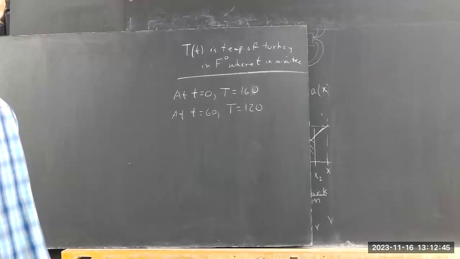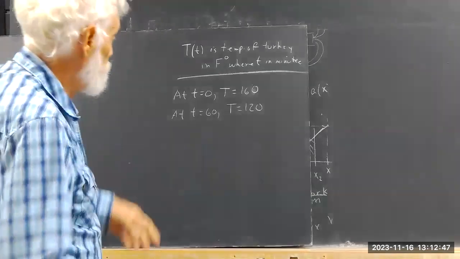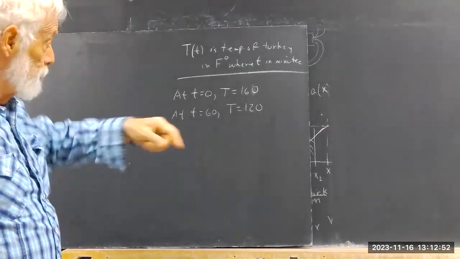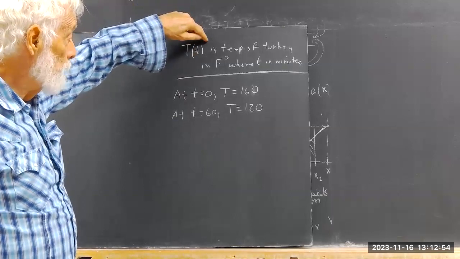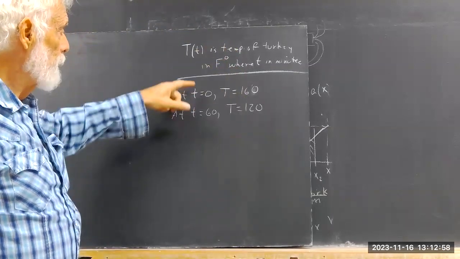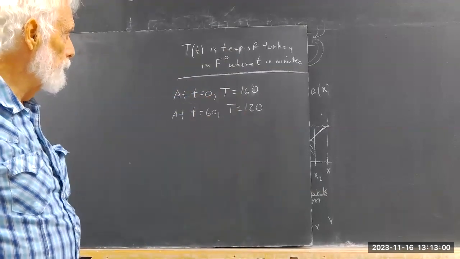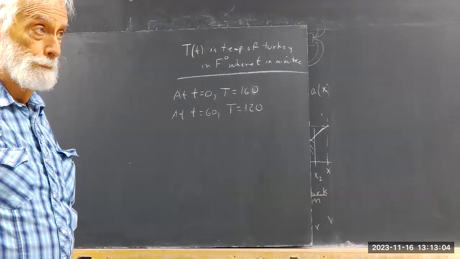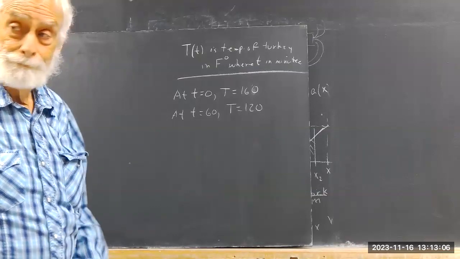Okay, so we got a turkey. Thanks, Amy, a week from today. A week from right now, I'll probably be cooking a turkey, won't I? Okay. Temperature is in Fahrenheit degrees, T is in minutes. If T equals 0, temperature is 160. If T equals 60, the temperature is 120. Fair enough? Okay.